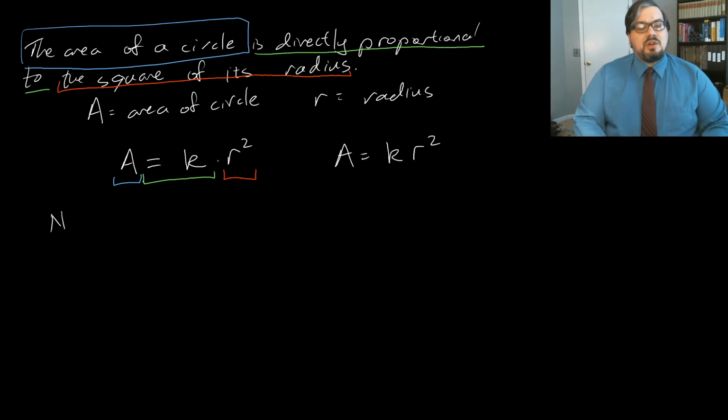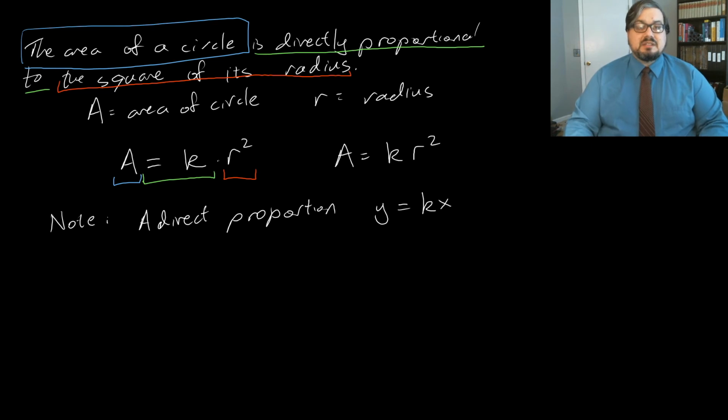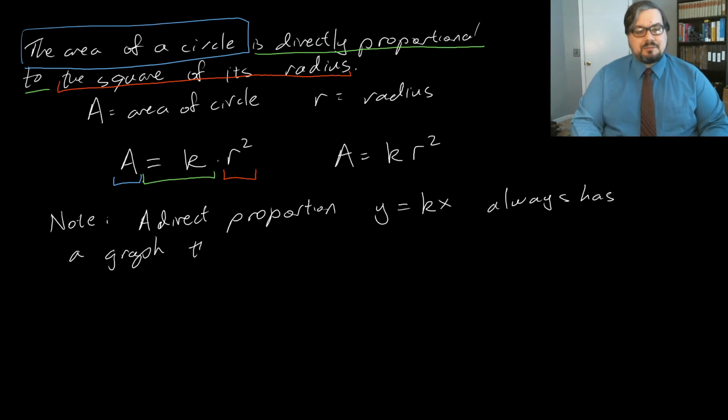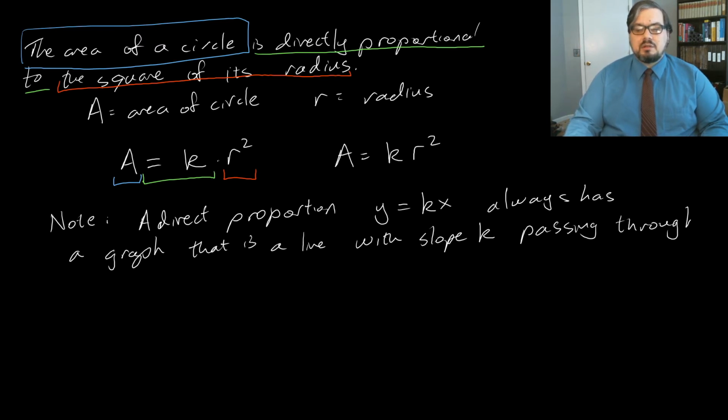One thing that I want to note is that a direct proportion of the form y equals kx, which doesn't have this different algebraic expression here, always has a graph that has certain properties. That is a line. It always is a graph with a line with slope k and passing through the origin.